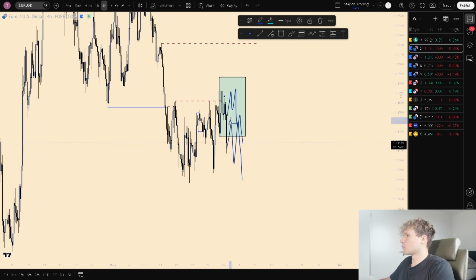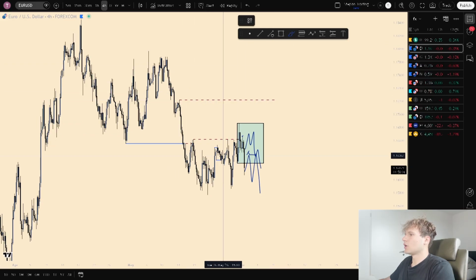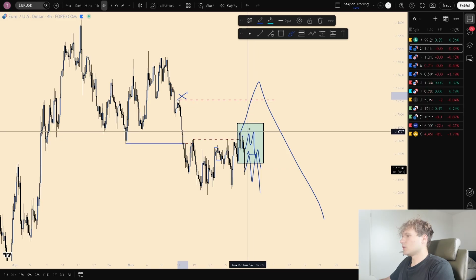Keep in mind though that we are still really low in the leg, and there's a possibility of us retracing a little bit higher to take out some more liquidity, but if we see confirmation, the trade is good.